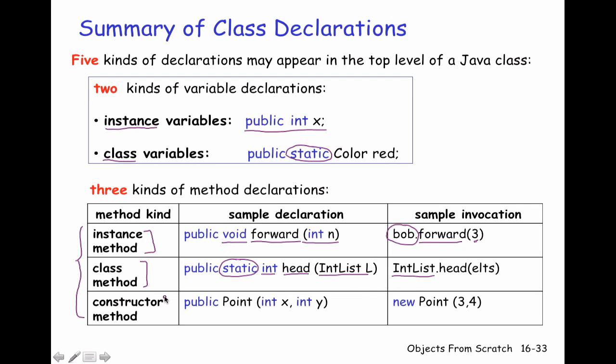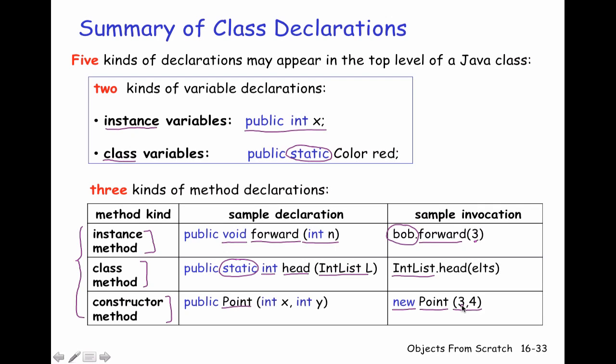And the third kind of method that we can declare inside of a class is a constructor method. Constructor methods are special. They have a name that is the name of the class, and that name serves as both the name of the constructor method and the return type, so those two are not separate. That's how we know this is the declaration of a constructor method. And constructor methods are invoked in a special way. We invoke constructor methods by using the keyword new, followed by the name of the class, which is the name of the constructor method, and any parameters.